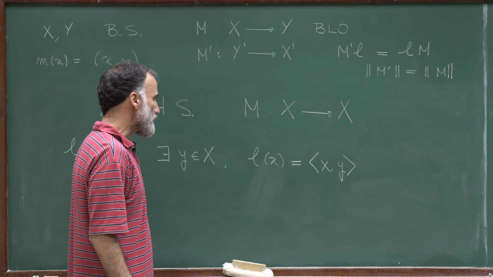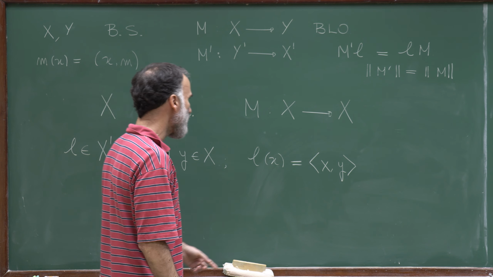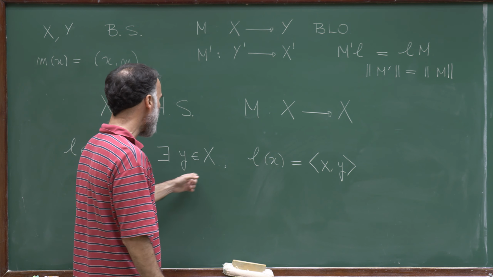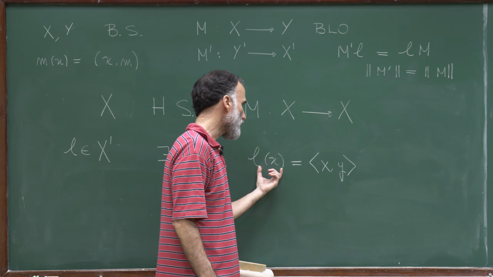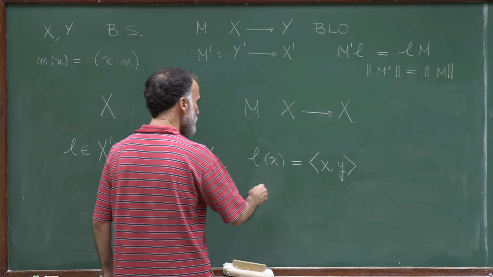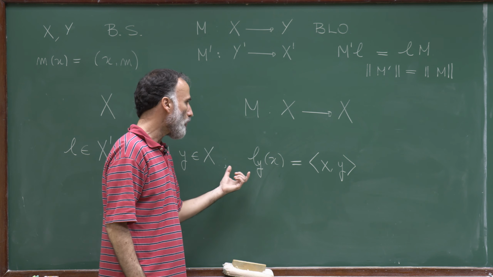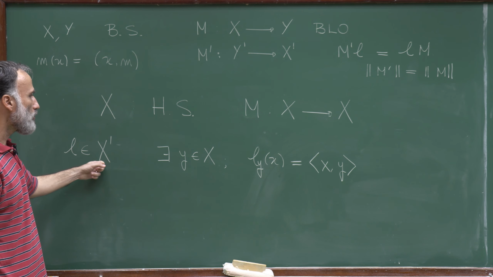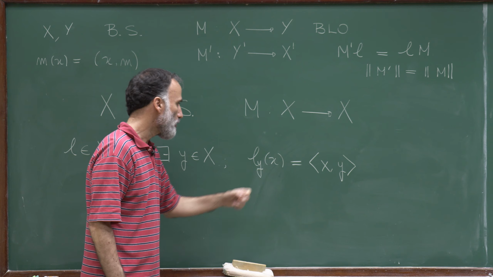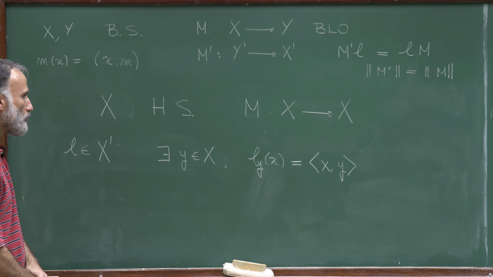This is Riesz's representation theorem, and this goes in the other direction. If I have y in X, I can define by this identity a bounded linear functional, and I will represent this bounded linear functional by L_y. So all bounded linear functionals are actually given by this expression, and this has already been proved.